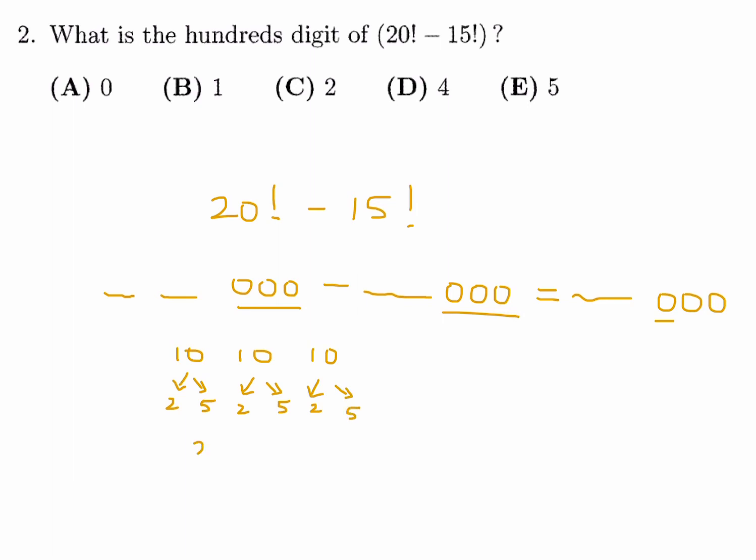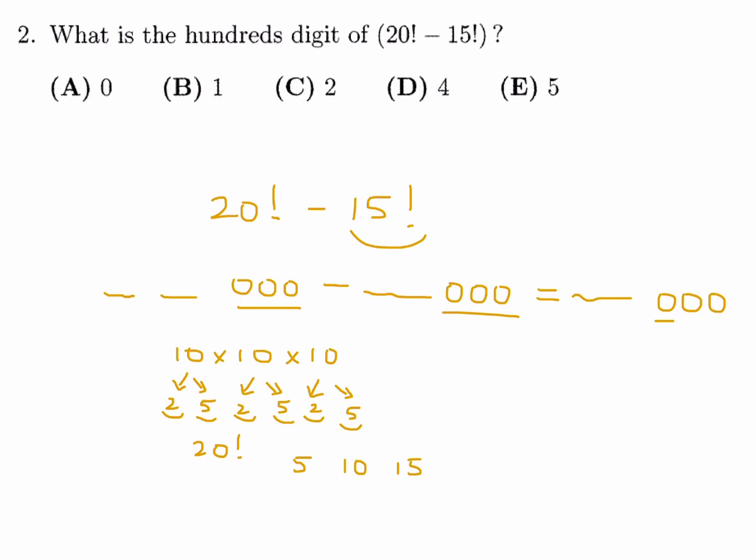20 factorial, you're going to be able to extract 2 from any even number. And there's a whole bunch of even numbers, so that's not a problem. The 5 you can extract from 5, 10, and 15. So you'll be able to get 3 5s. And when you combine those 3 5s and those 3 2s, you'll be able to get 1,000 when you multiply them together. And the same holds true for 15 factorial in the same way.